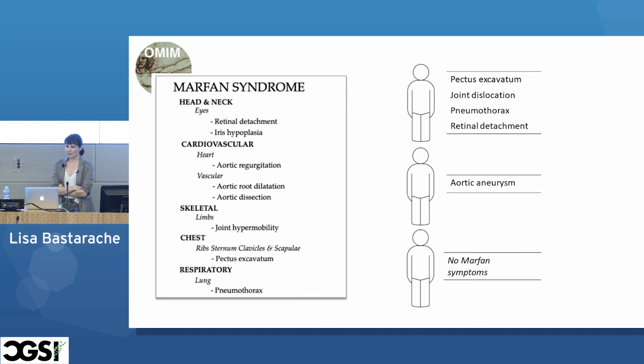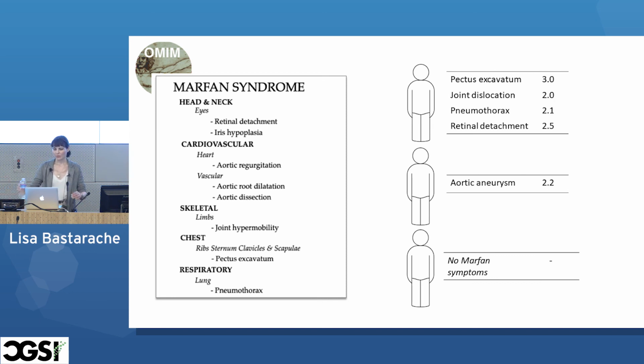So the idea behind this method, which is called the phenotype risk score, is to extract different phenotypes from the medical record using these billing codes that I talked about before, and then look at each patient and see which features they have that overlap, right? So up here you can see the top patient has pectus excavatum, joint dislocation, their lung collapsed, and they have a retinal detachment. So they actually look quite a bit like somebody who has Marfan's. And the bottom patient, they don't have any overlapping symptoms that we ascertained through this. They don't look at all like they have Marfan's.